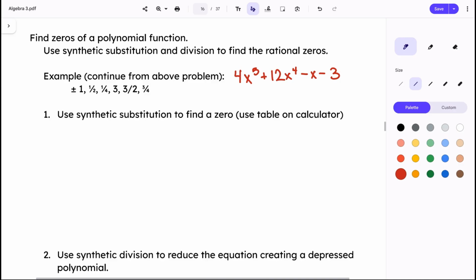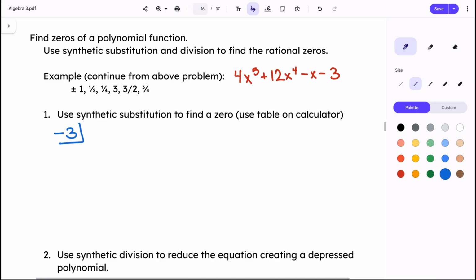What are you finding on your table? Negative 3 works because you get a 0 in the y column. That's how you know it would go in perfectly. Negative 3 in our table shows us that it should not give us a remainder. So I'm going to use negative 3 and put that down here in my box. Negative 3 is a 0 that we found from our table.